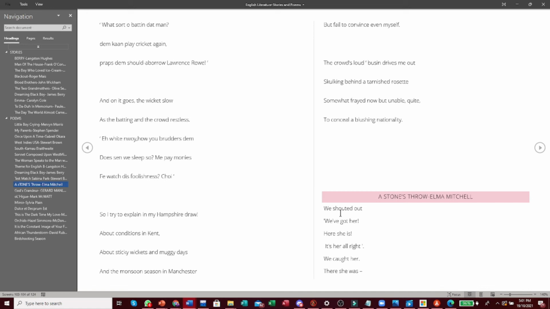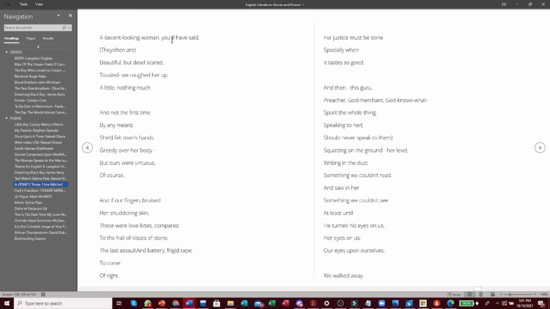Maybe it was one person in the crowd or a group of people in the crowd and stuff like that. There she was. A decent looking woman, you would say. They often are. And that was kind of, as I said before, a little bit of indication of bias, in the sense of, oh, these are the type of women that do these things, that kind of attitude. Then we see here, beautiful but dead scared.